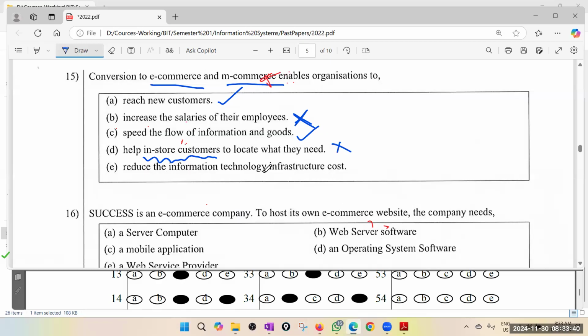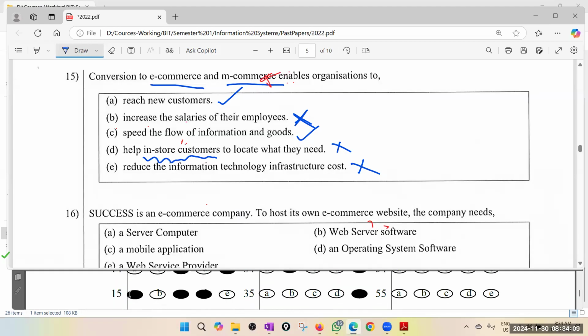Reduce the information technology infrastructure cost. Of course, we can't reduce the information technology infrastructure cost and go to e-commerce and m-commerce, right? So we increase the infrastructure cost so that we can cut down other operational costs, running costs, salaries, and so on. I say no. Okay. So then I will go for A and C. It can be debatable, but I'll stay firm with A and C.